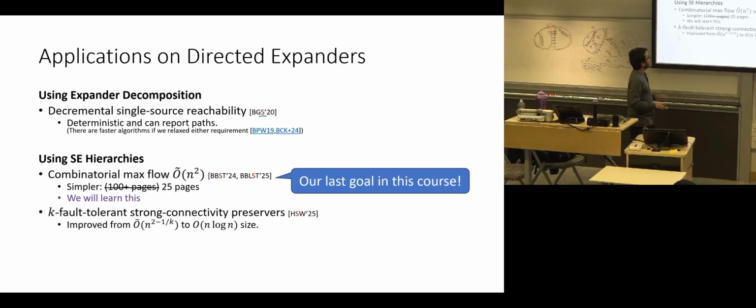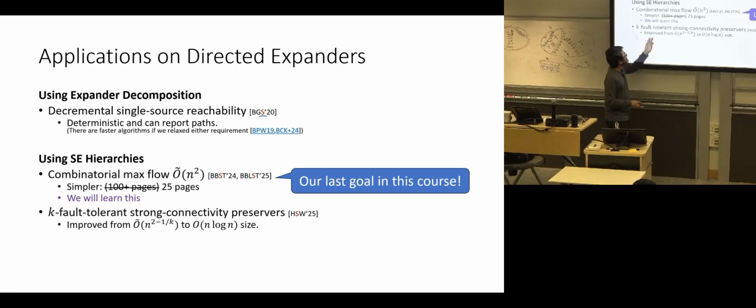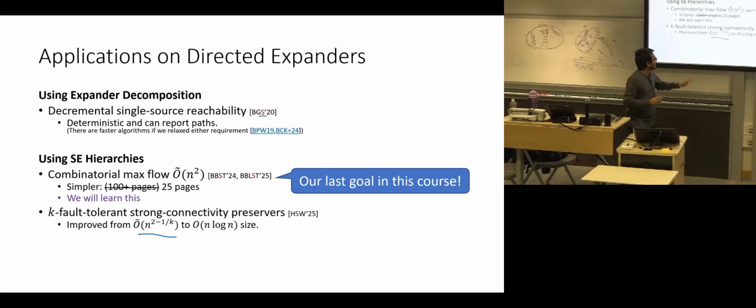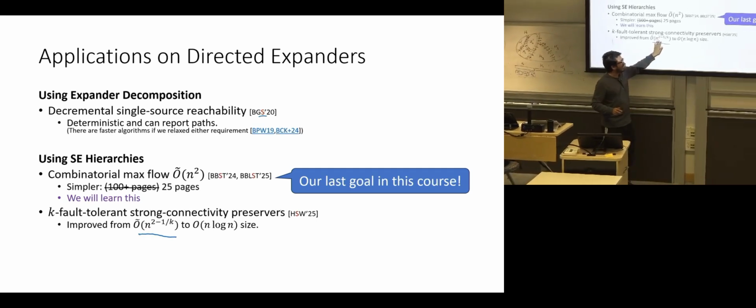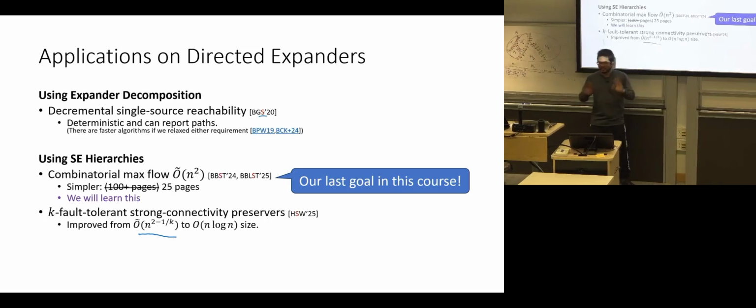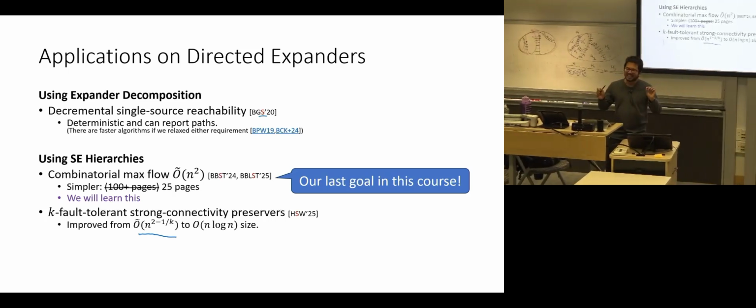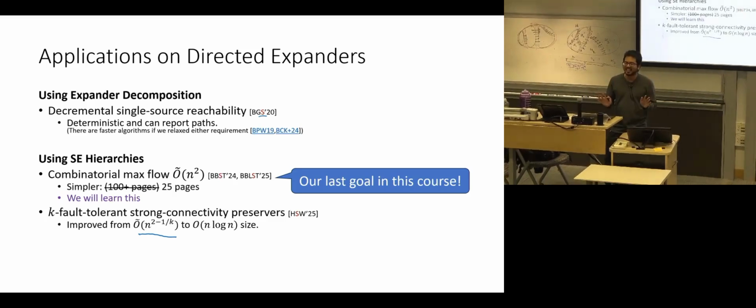It's a quite small number of pages, and we're going to see that. Together with Gary and my student Ben Yu, we also use it to get something called a fault-tolerant strong connectivity preserver. It's some kind of graph sparsifier, which I want to define, and we improve the bound from something close to n squared to just n log n. Really cool. So right now it's new and it has found some applications, but there should be many more.